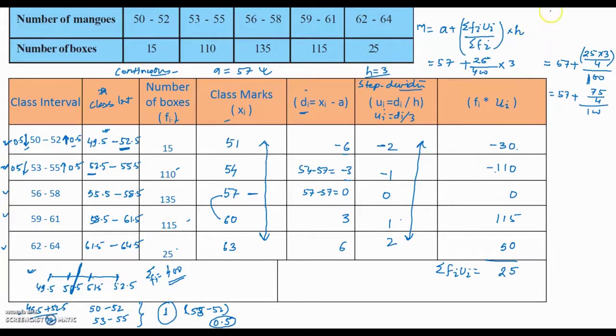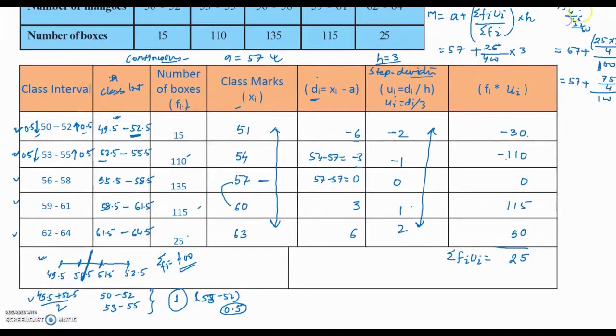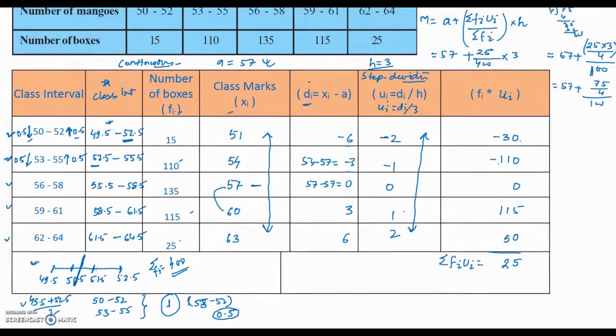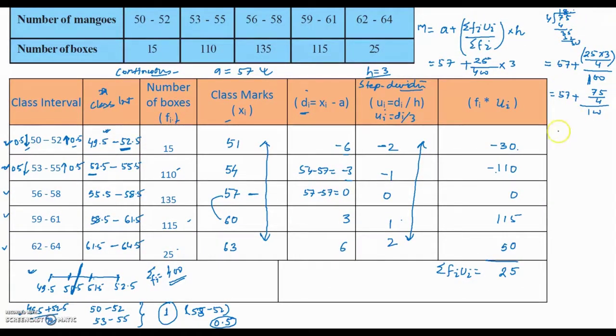Let us quickly divide 75 by 4. This is easier to handle. 4 1 4, 35, 4 8 32. You'll get 18.75. So you get the value as 18.75 upon 100. So you will get 57 plus, you have to just shift the decimal.